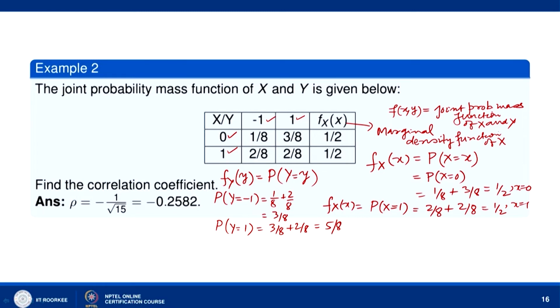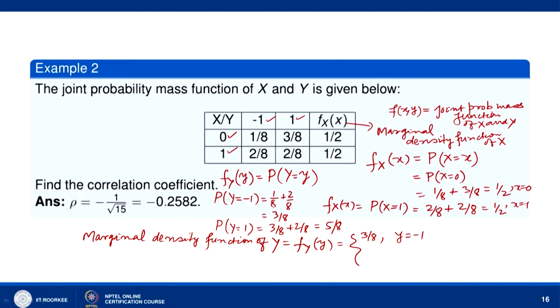So, the marginal density function of y, f y y, is equal to 3 by 8 for y equal to minus 1, and for y equal to 1 it is 5 by 8.